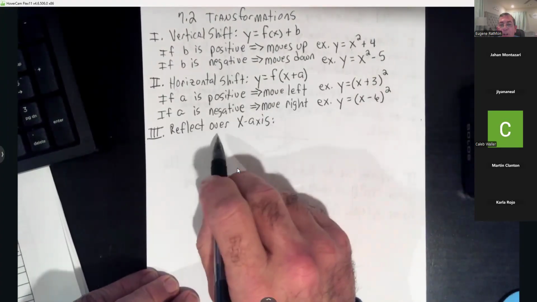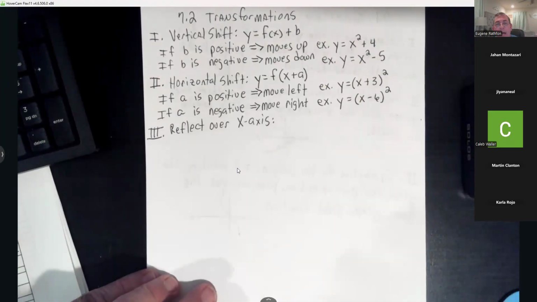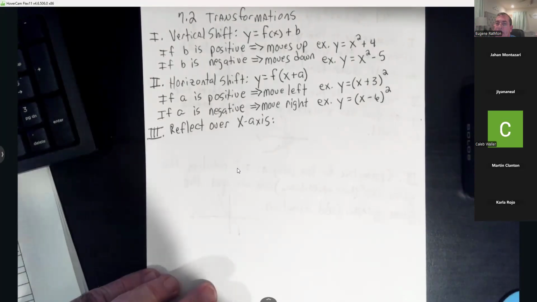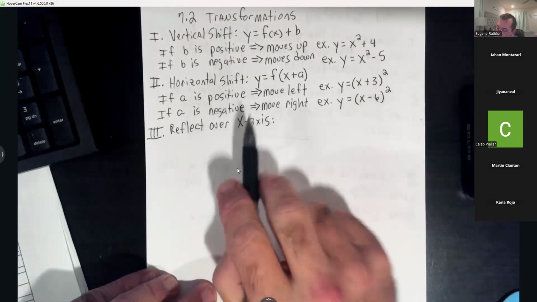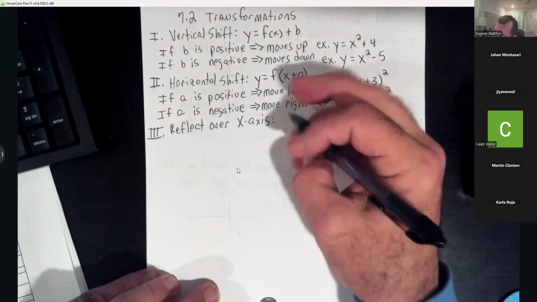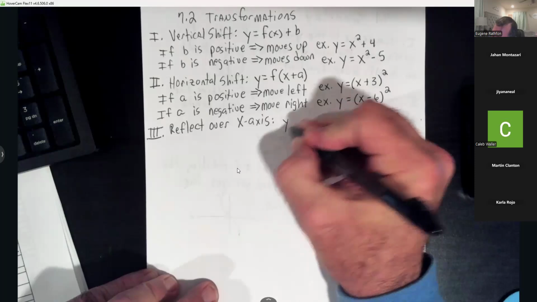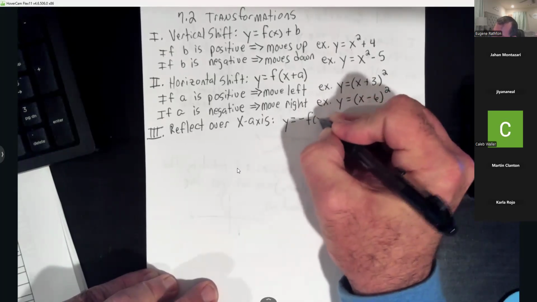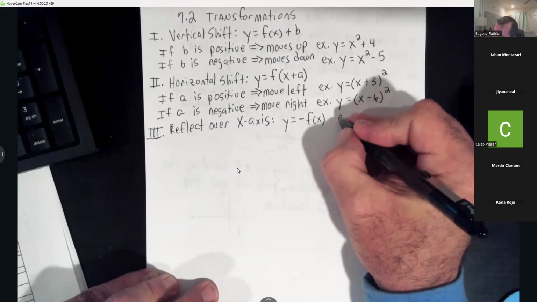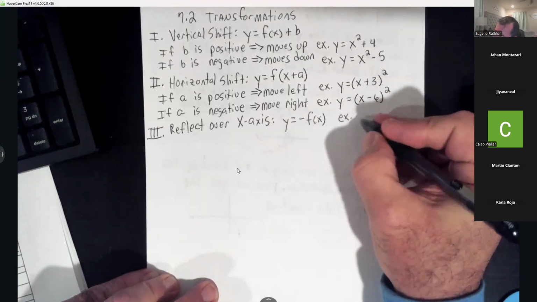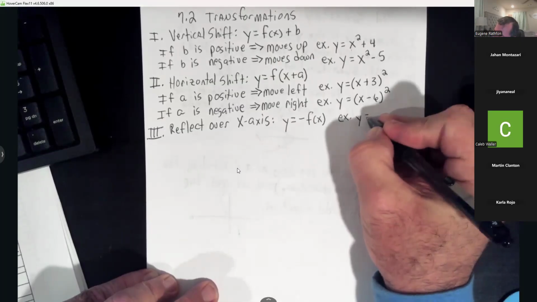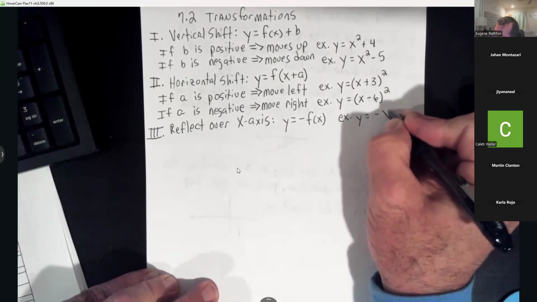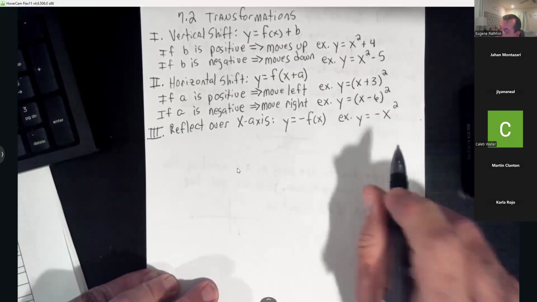Okay? Reflection over the x. We're not reflecting anything over the y-axis in this chapter, okay? Only the x-axis. So that would be y equals negative f of x. An example of that is y equals negative x squared.